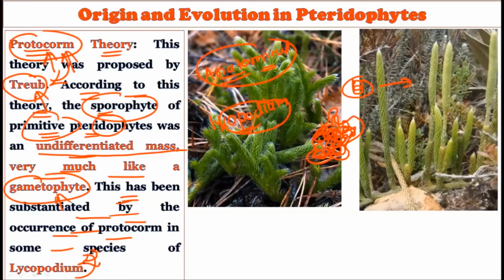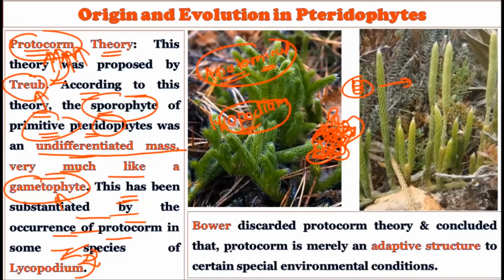Nowadays protocorm is already found in Lycopodium, so he is considering the anatomical feature called protocorm as the connecting link between the bryophytes and the pteridophytes. To consider the connecting link anatomically between the bryophyte and pteridophyte, Tube has used the protocorm as the structure which connects the bryophyte with that of the pteridophyte. But Bower has strongly disregarded this protocorm theory.